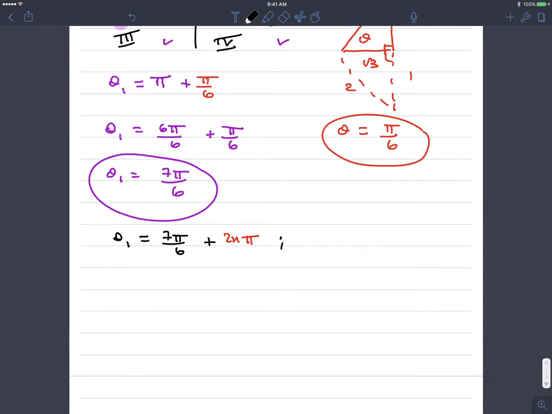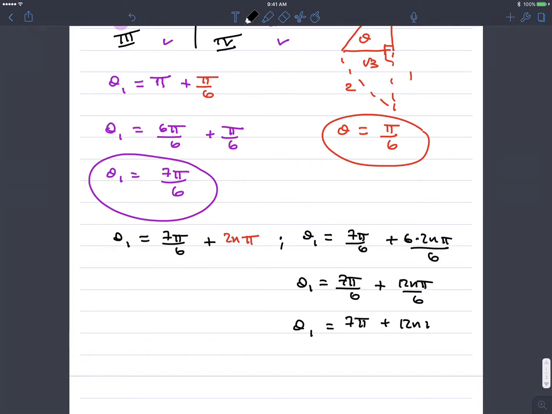And this now means if we wanted to look at the sequence formula, 7 pi over 6 plus 6 times 2n pi over 6, we get theta 1 to be 7 pi over 6 plus 12n pi over 6. You guys know, what is this? 7 pi plus 12n pi, everything over 6.